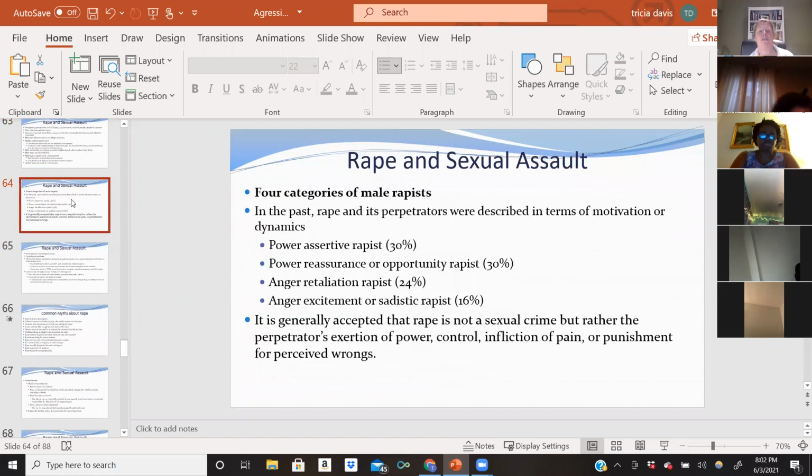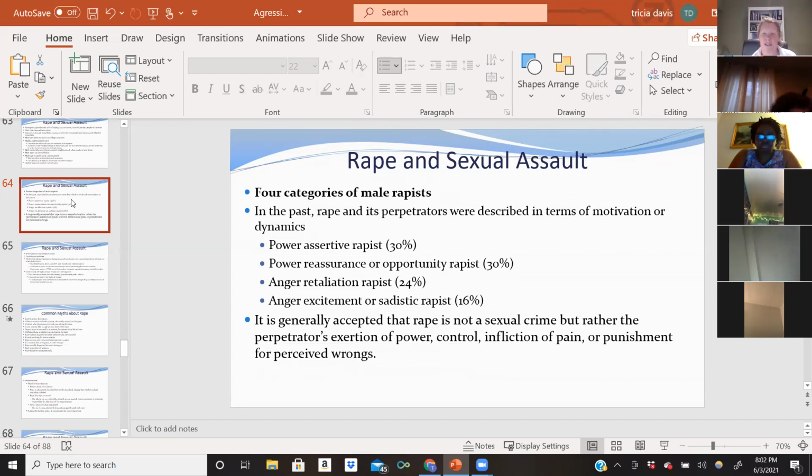So there are 4 categories of male rapists. When they put these into categories, it was described in terms of motivation or dynamics. So it's not a sexual crime, but an exertion of power and control. So we have the power assertive rapist. We see this in 30%. So this is someone who's trying to assert their power. They're trying to have control.